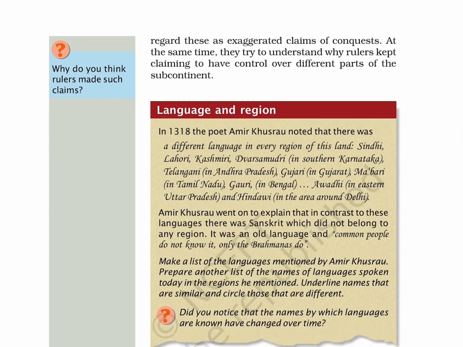At the same time, they try to understand why rulers kept claiming to have control over different parts of the subcontinent. On the left top of this page, a question is asked, written in a blue box.